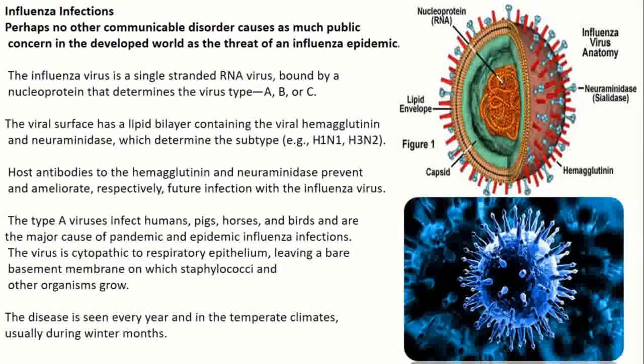The type A viruses infect humans, pigs, horses, and birds, and are the major cause of pandemic and epidemic influenza infection. The virus is cytopathic to respiratory epithelium, leaving a bare basement membrane on which Staphylococcus and other organisms grow. The disease is seen every year in the temperate climate, usually during winter months.